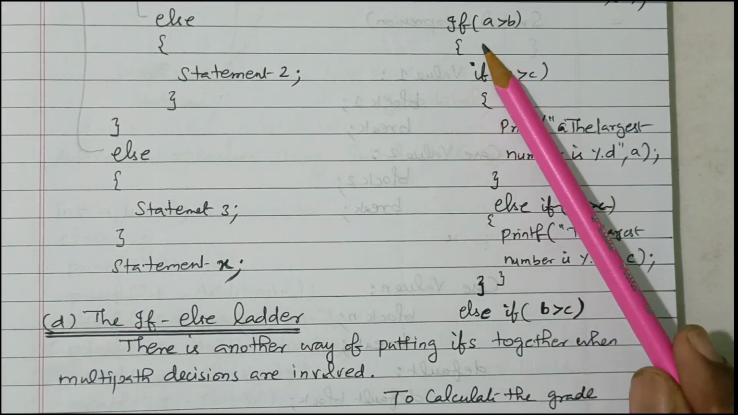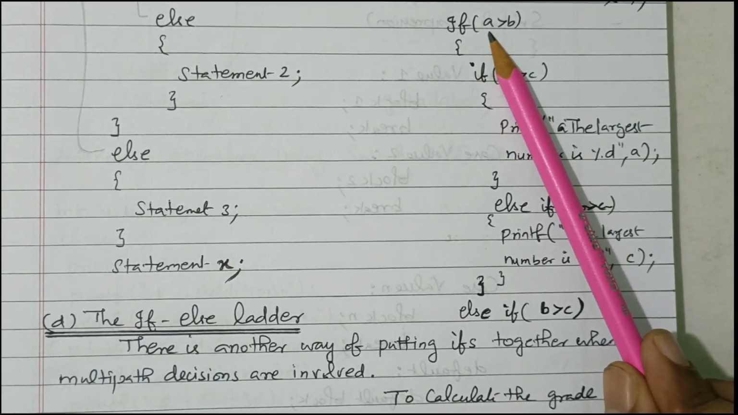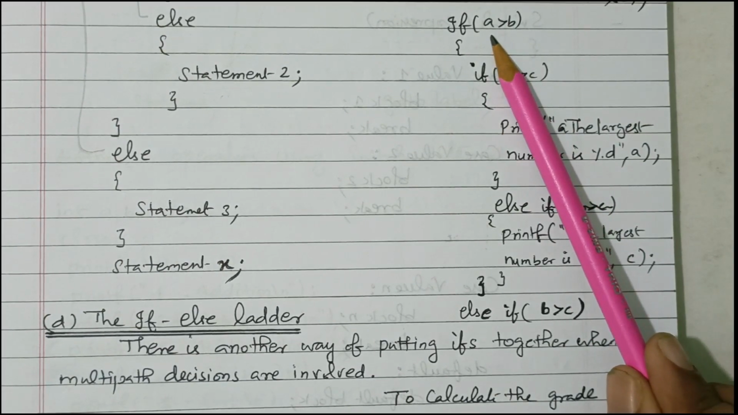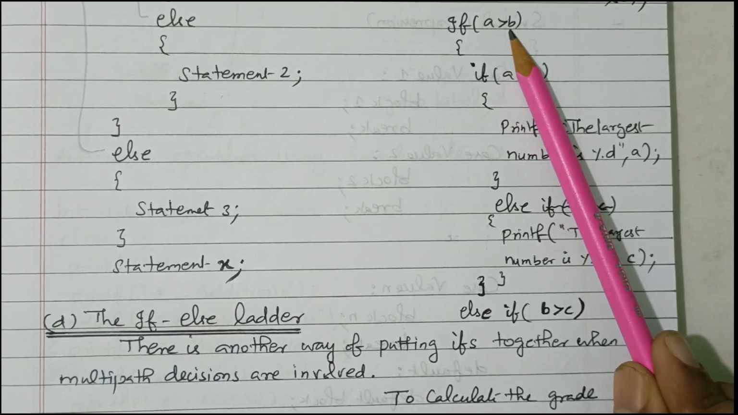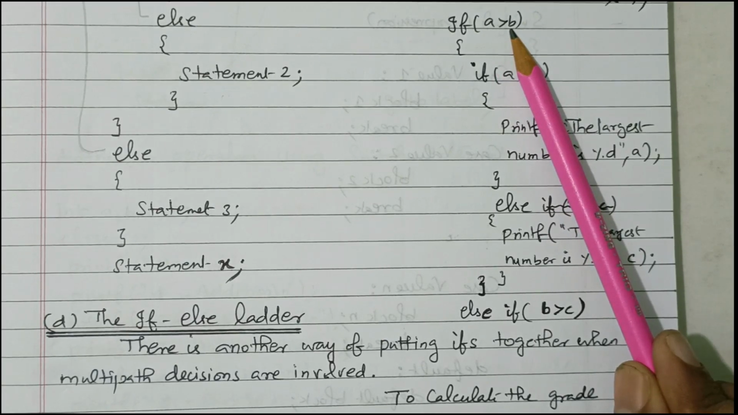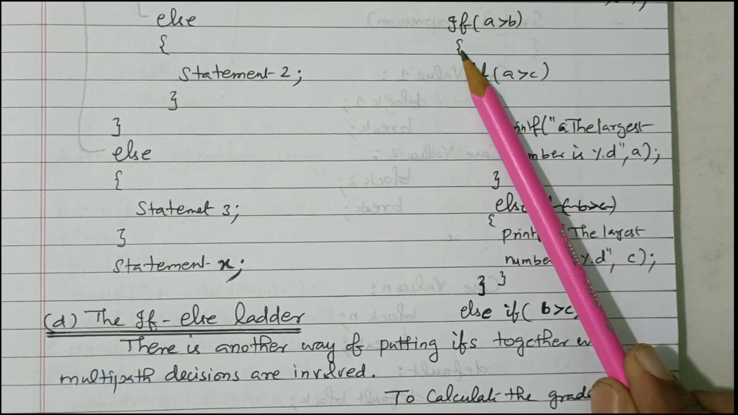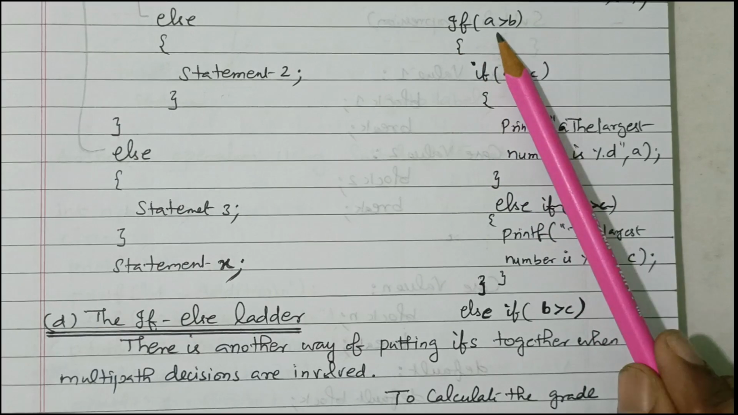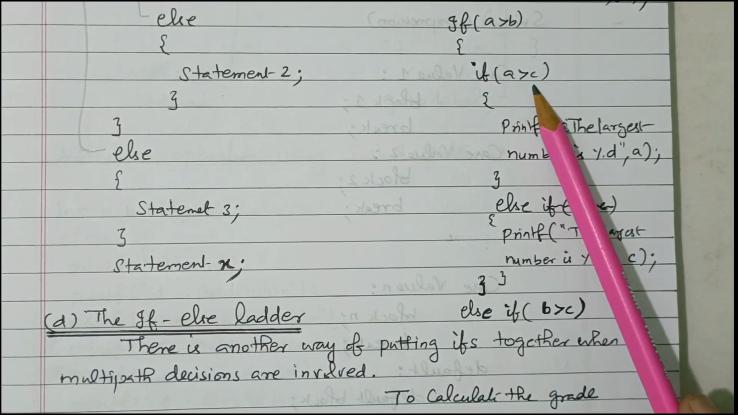First, if A greater than B, what is the meaning? A is greater, B is smaller. If it is true, means A is greater, B is smaller. But we need to check three numbers. There is one more number available, right? So this condition is true means we open the brace. It will go inside. Here we have one more condition because A and B is verified. Now we need to verify the A with C.